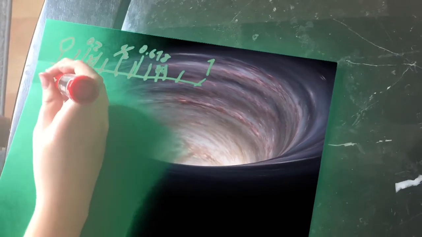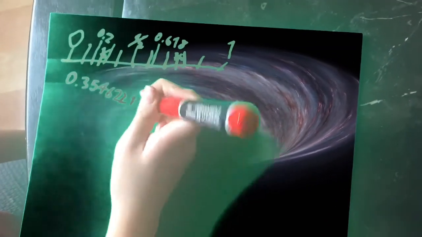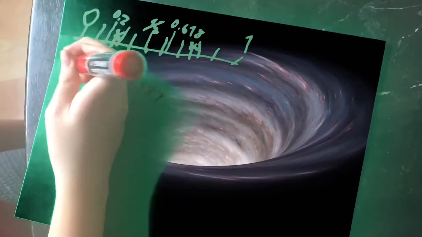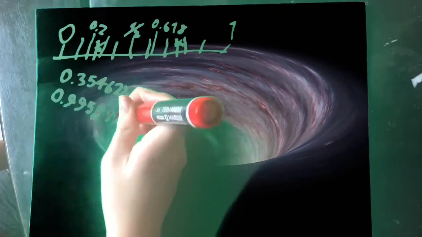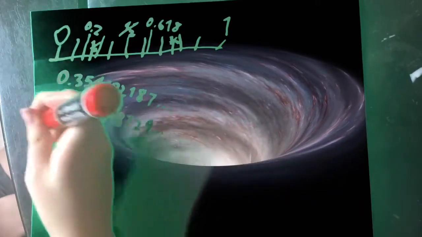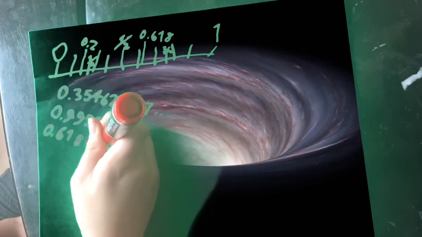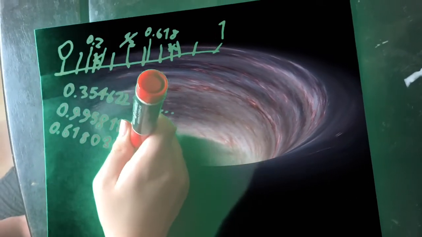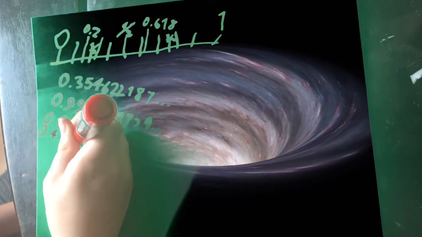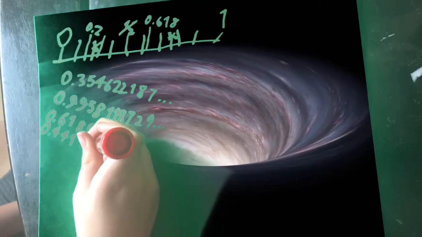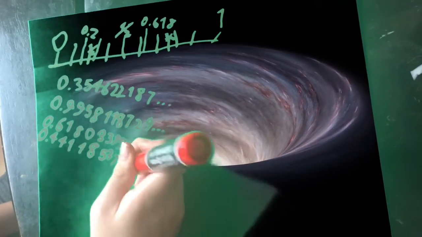Let's say we can list all decimals. Let's say 0.354622187. And how about 0.99581187229? And how about, say, 0.618033995? And how about, say, 0.44118? And then we get the 5, 3, 7, 1, 4.